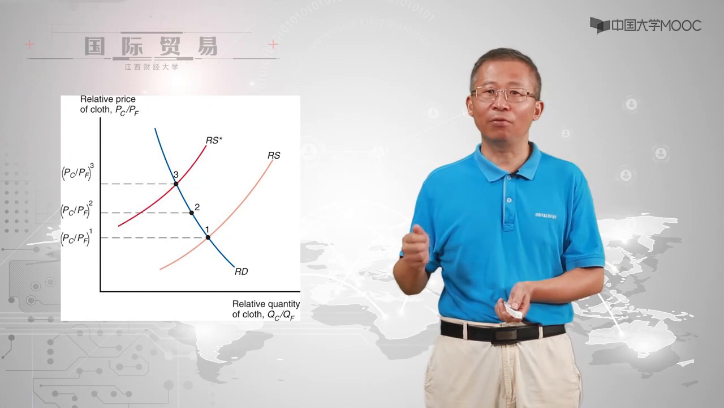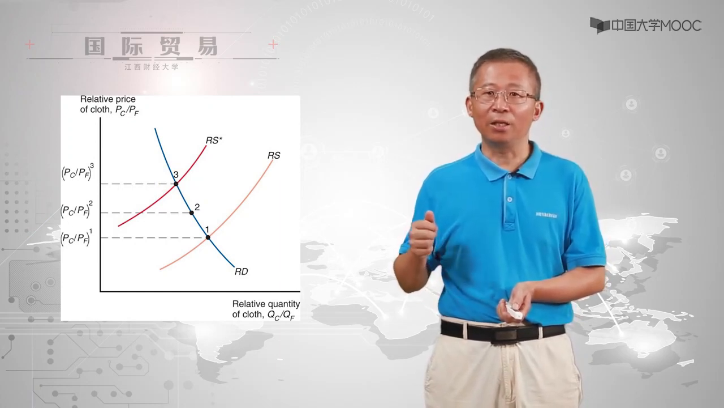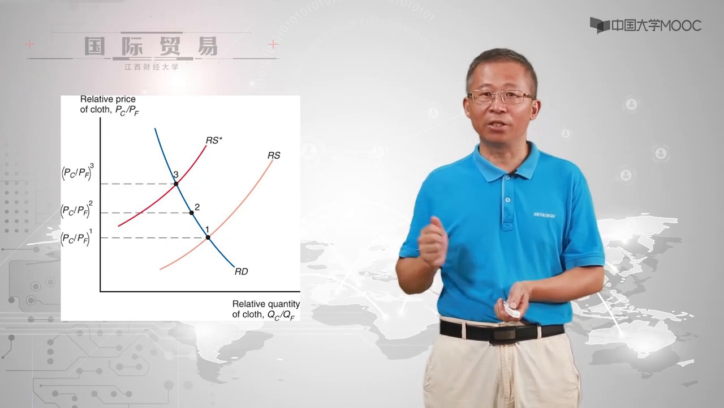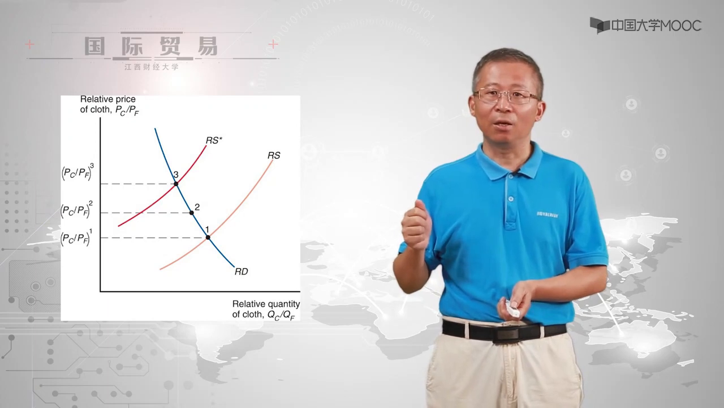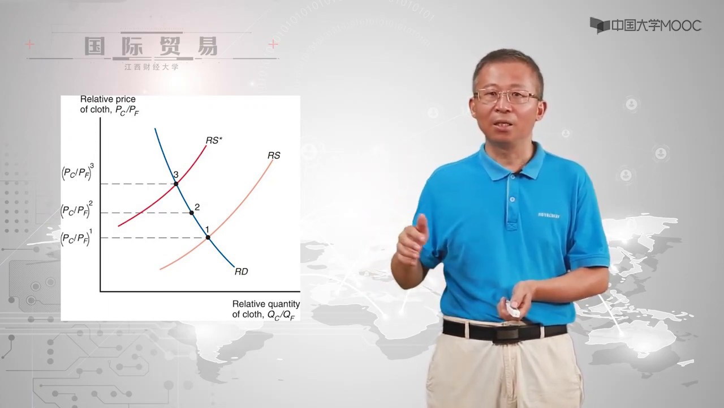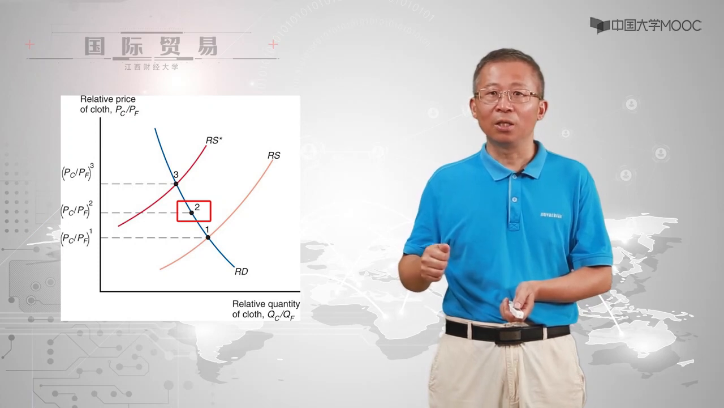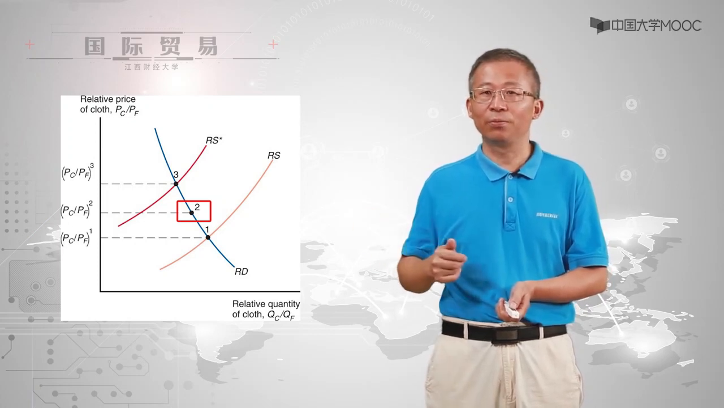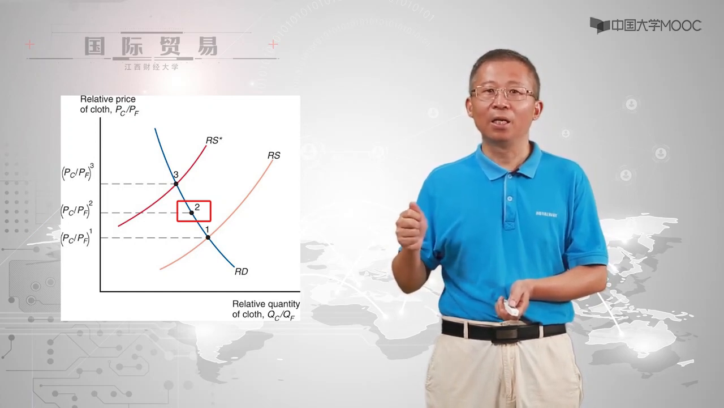When home and foreign trade with each other, trade leads to a convergence of relative prices. The relative price of clothes rises in home and declines in foreign. And the new world relative price of clothes is established at a point somewhere between the pre-trade relative prices, say at point 2.